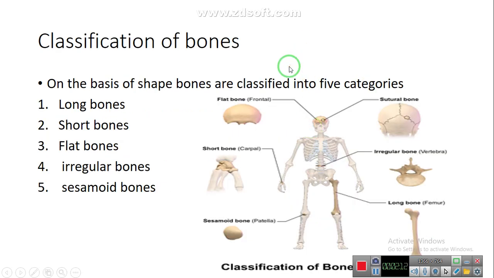Now we come to the classification of bones. Bones are classified on the basis of their shapes into 5 categories: long bone, short bone, flat bone, irregular bone, and sesamoid bone. Here you can see the flat bones of the skull or cranium, then the irregular bones of the vertebrae, and the long bone of the thigh or lower limb, known as the femur. This is the short bone of the wrist or carpal, and this is the sesamoid bone present at the knee joint, known as the patella. This is the diagrammatic presentation of the different types of bones, which I will discuss further in my other slides.